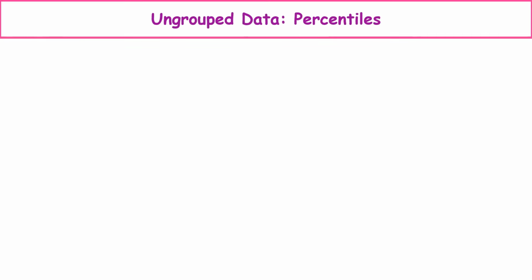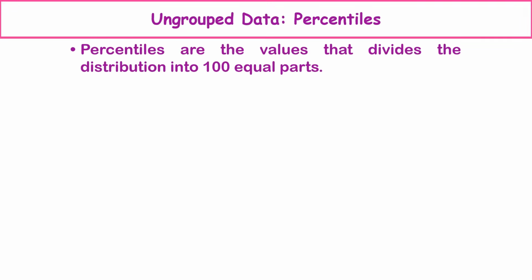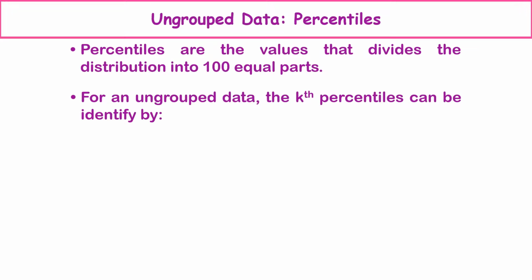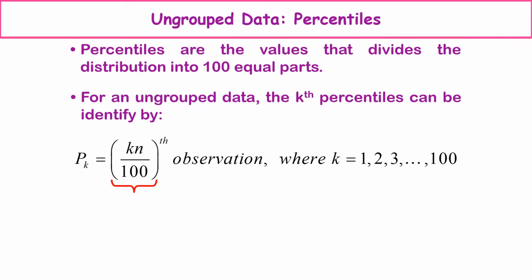This slide explains percentile of an ungrouped data. Percentiles are the values that divide the distribution into 100 equal parts. Percentile of an ungrouped data can be calculated as below. It is important to know the difference in finding percentile for the r value when r is an integer and r is not an integer.